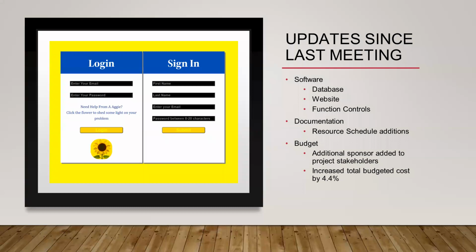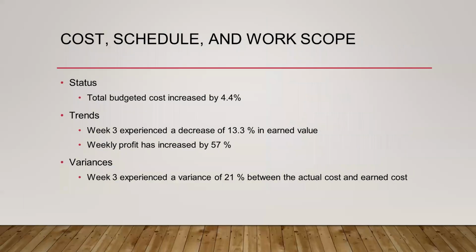Okay. There was another sponsor to come in to provide us with additional funding for us to increase our budget by 4.4% from the initial $14,000 to nearly $15,000. Okay. Next slide. And now we have the cost schedule and work scope.